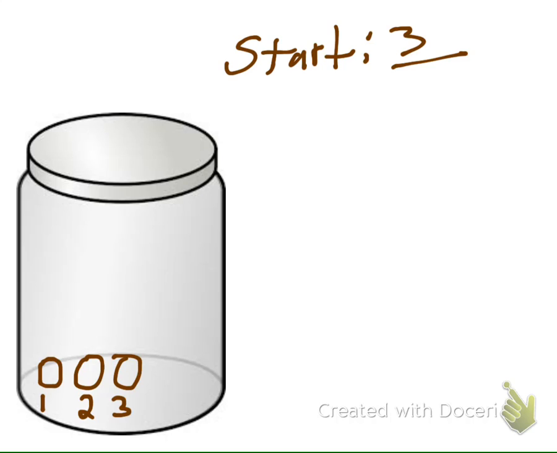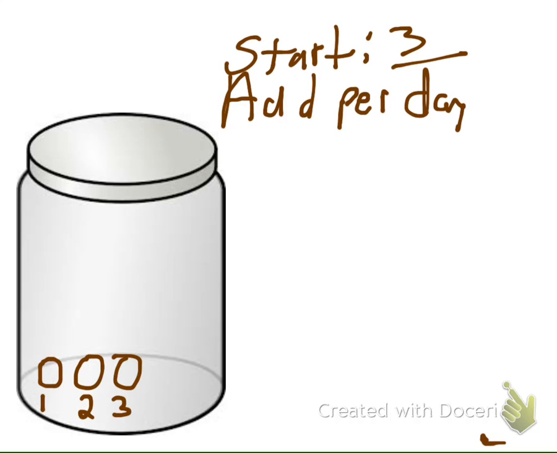Then I'm going to say every day I'm going to try to save my money. Every day I'm going to add 3 more pennies into that jar. So I need to write next add per day. Sorry, this is sloppy. And I'm going to say 3. So every day that I do what I'm supposed to, I need to make sure that I add 3.